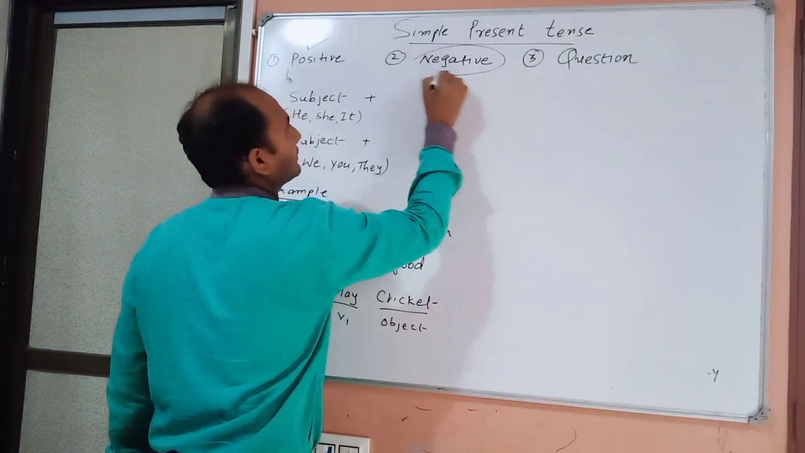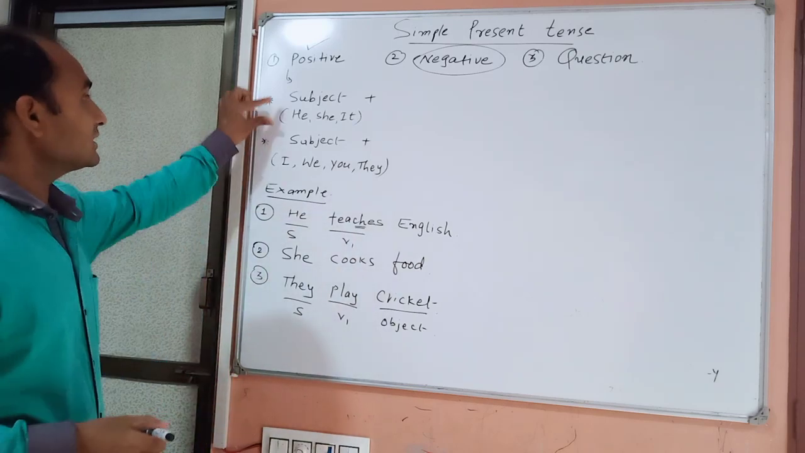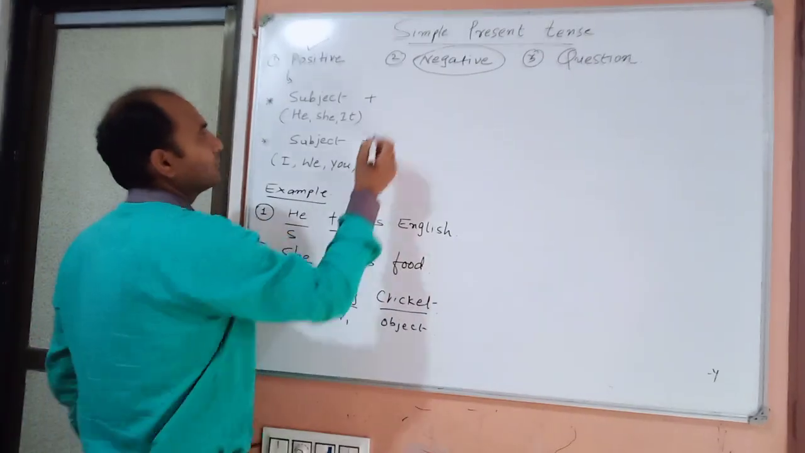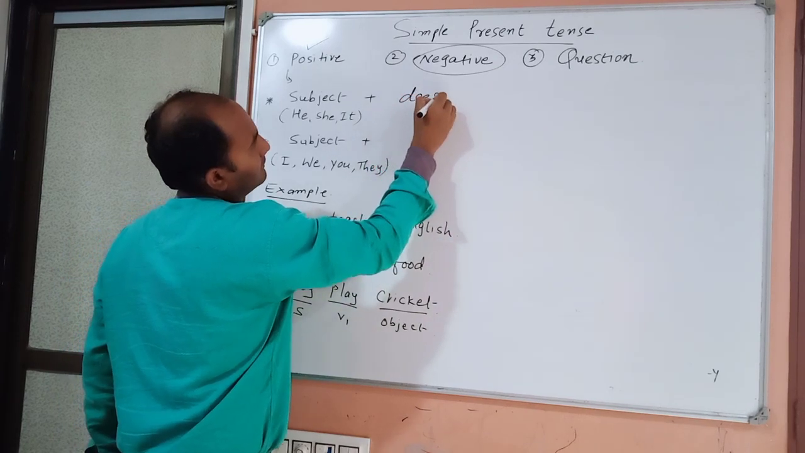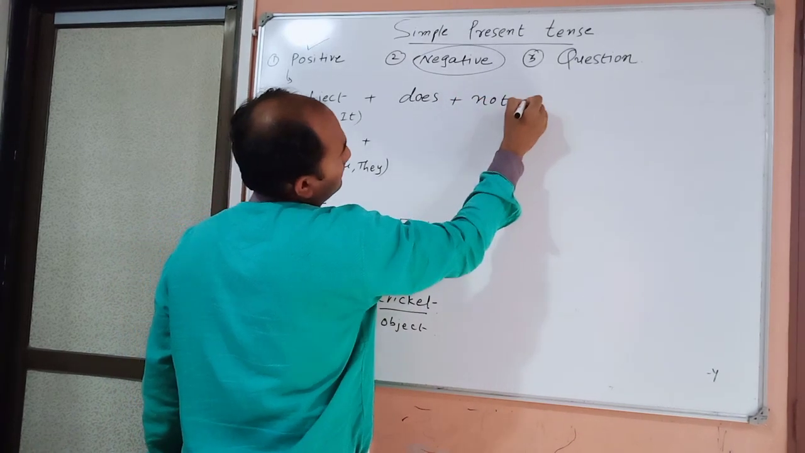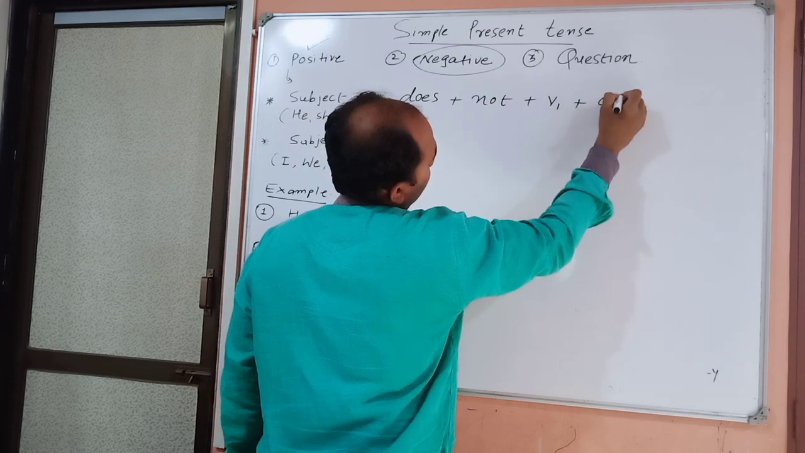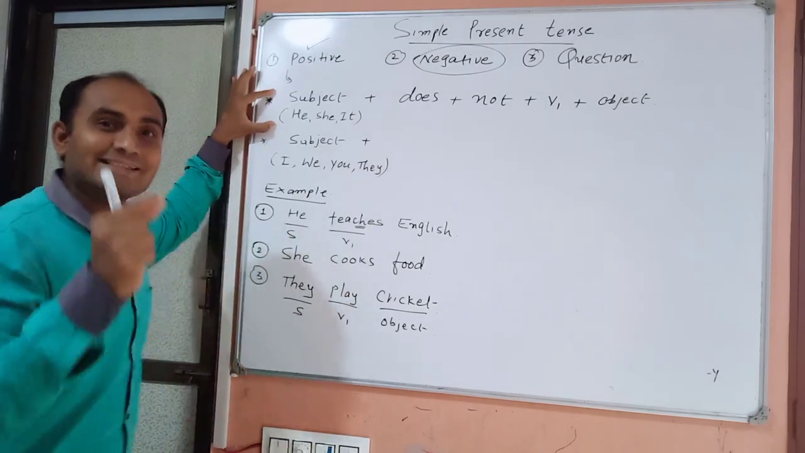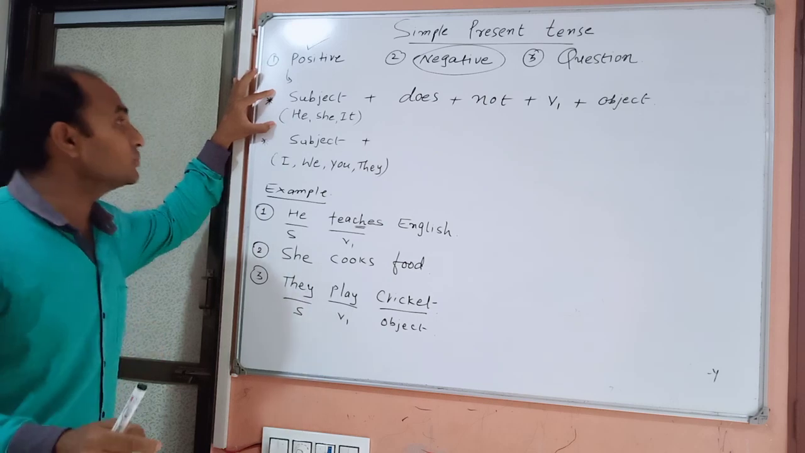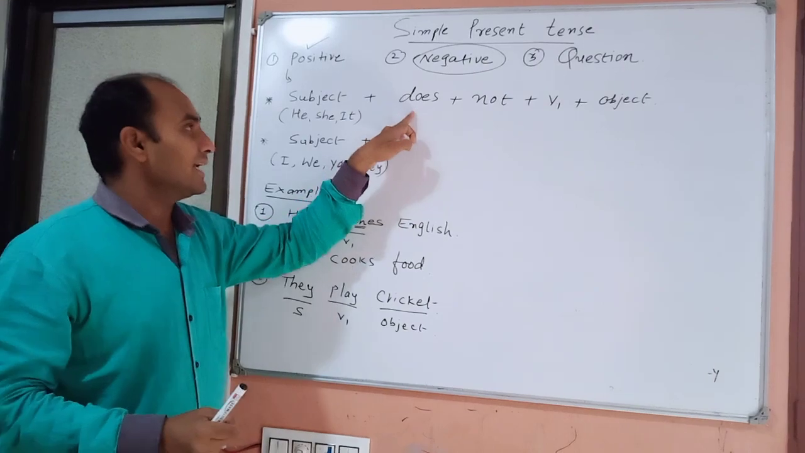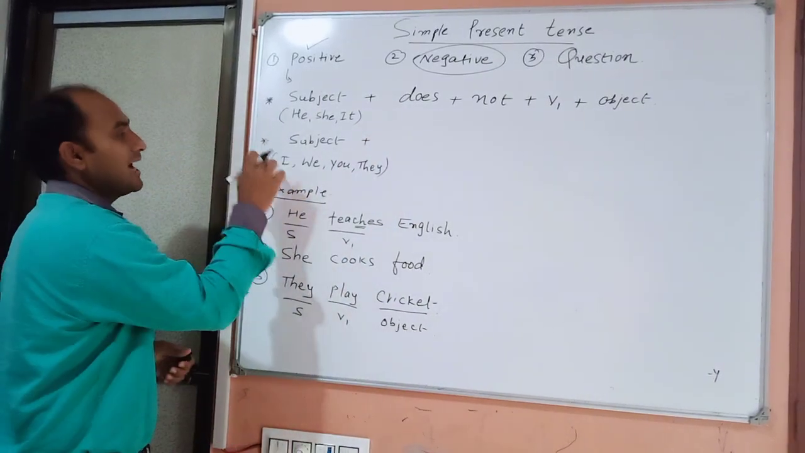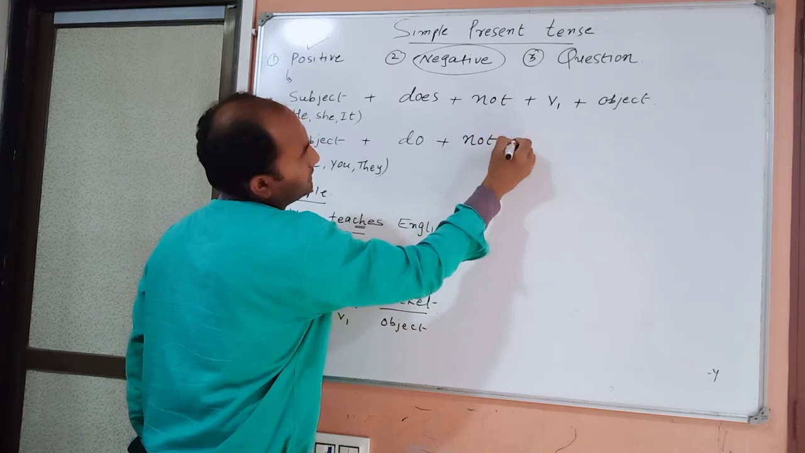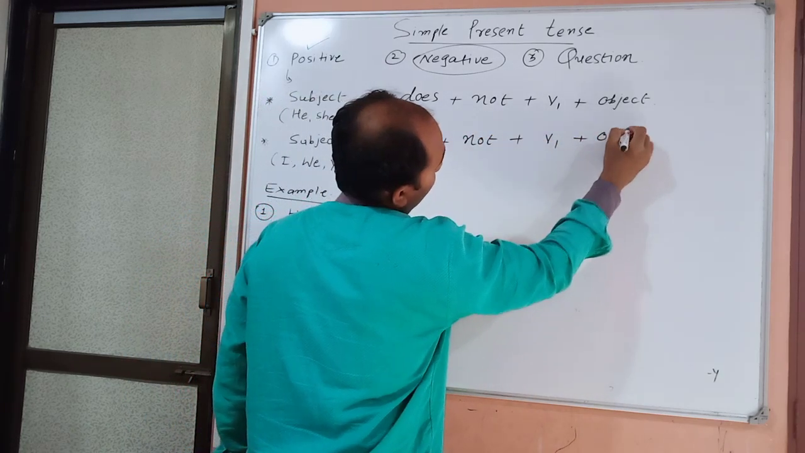Now we will discuss about the negative structure. So negative structure, whenever third person singular given at the time, subject plus does plus not plus V1 plus object. Remember properly, whenever third person singular he, she, it given at the time, we can use he, she, it and then does. And then I, we, you, they, subject plus do plus not plus V1 plus object.